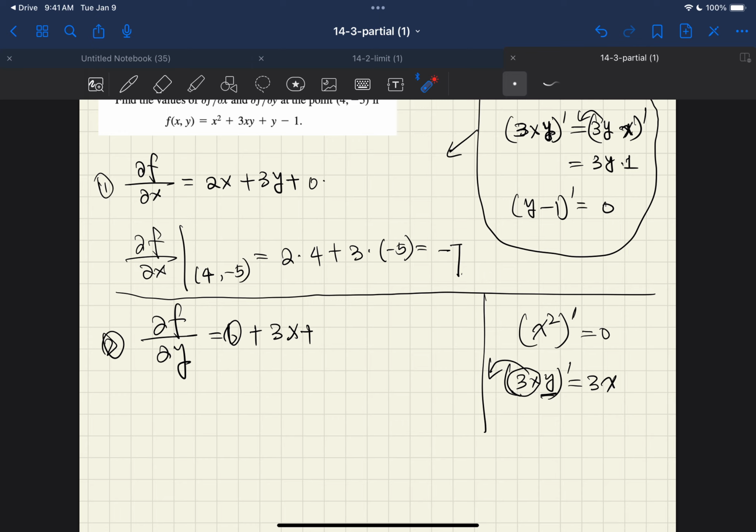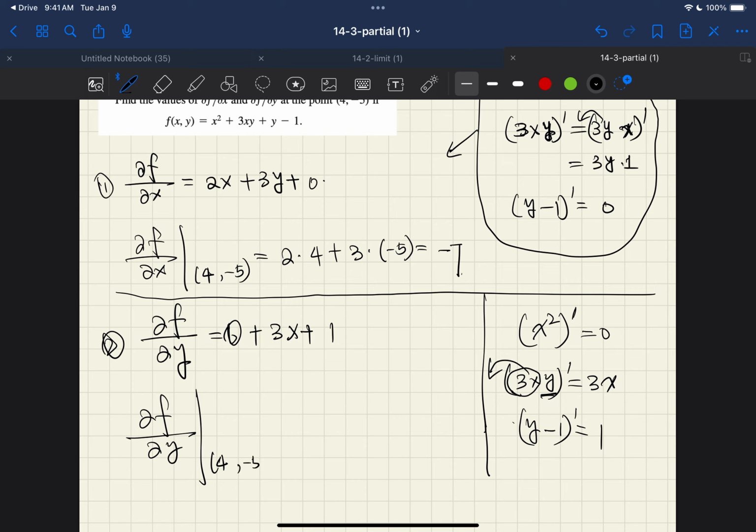And lastly, we have y minus 1. I'm going to put that together. So y minus 1 prime, because I'm taking the y derivative, this is just 1. And put in the target value 4, negative 5. Then this is 3 times 4 plus 1, which is 13.